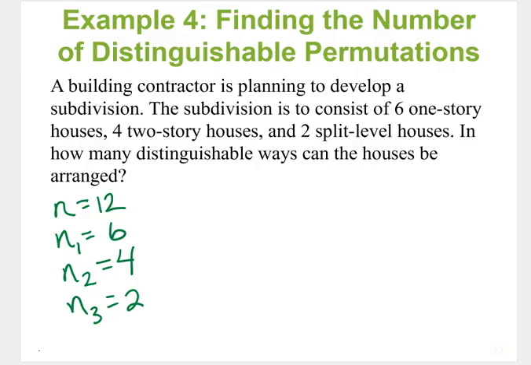So all the one-story houses are going to look the same, all the two-story houses are going to look the same, and the split-level houses are going to look the same. So what you do is take 12 factorial, and divide that by 6 factorial, by 4 factorial, and by 2 factorial.